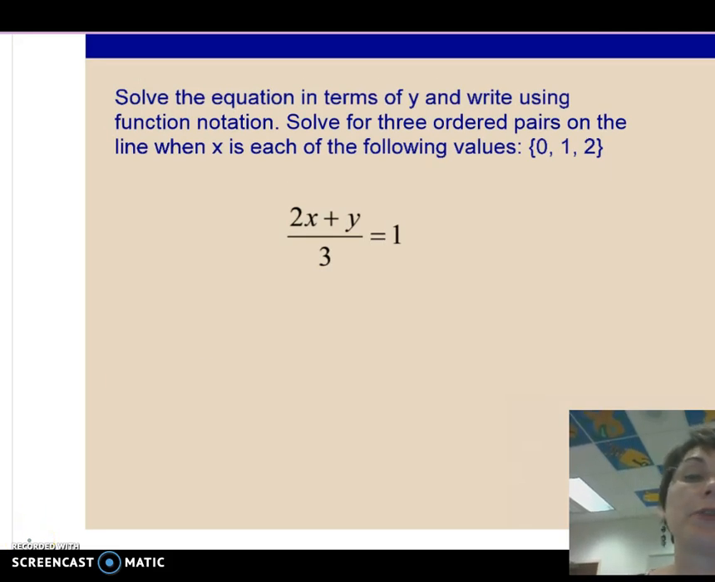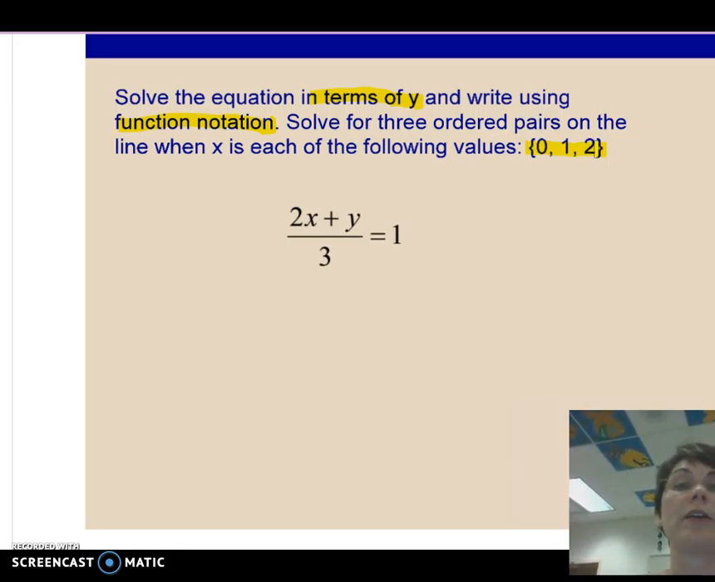So now we have several directions. First, we're asked to solve the equation in terms of y. Once we do that, we're then going to write it using function notation. Once we have our function notation, we're going to solve for 3 ordered pairs using the x values 0, 1, and 2.